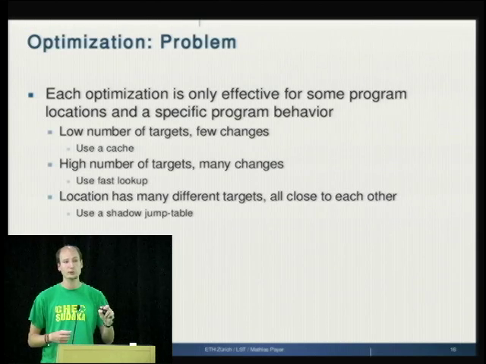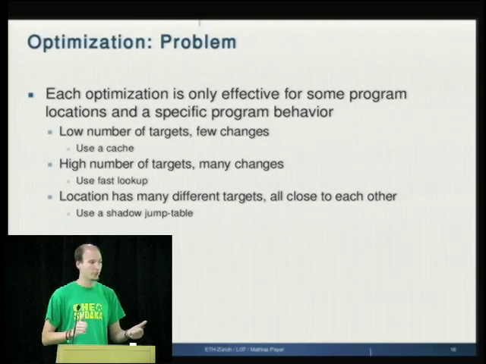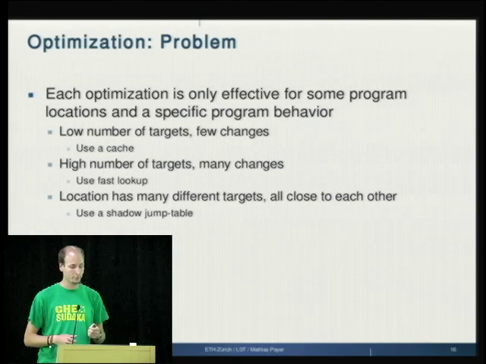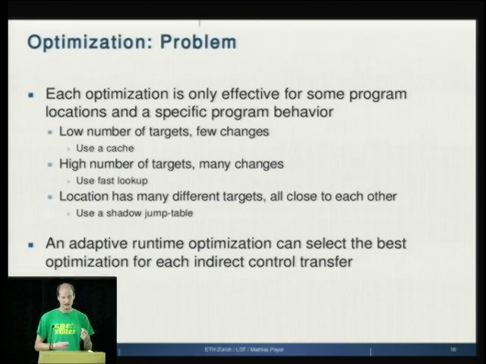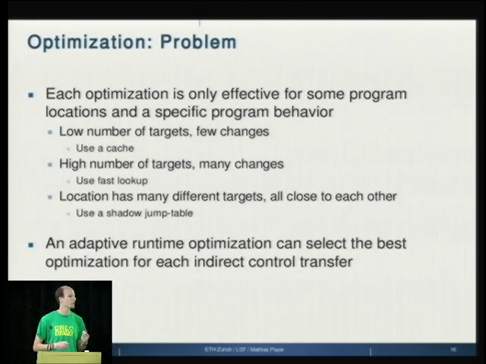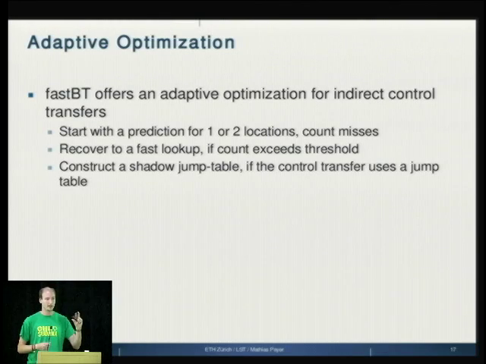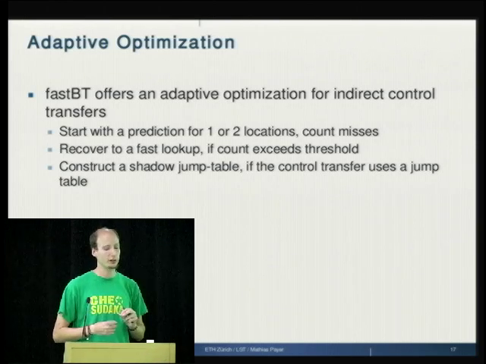If we see an indirect control flow transfer, for example, an indirect call or an indirect jump, we don't know if we should use a prediction, if we should use the fast lookup, or if we should use the shadow table. So that's not known at translation time, only at runtime. And adaptive optimization, on the other hand, can select the best optimization for each individual control transfer. That's why we have an adaptive optimization that is used for all these indirect control flow transfers.